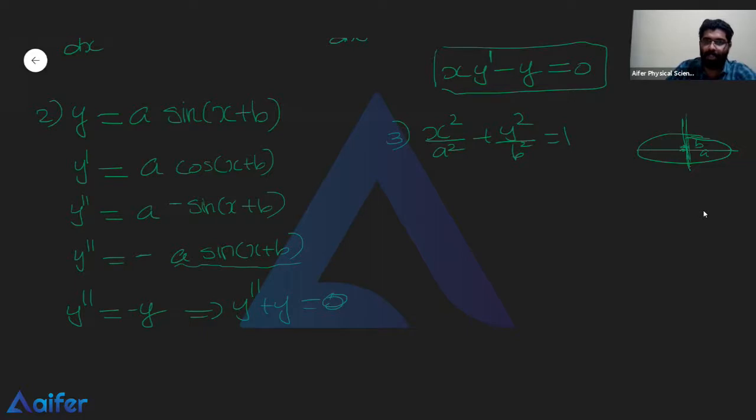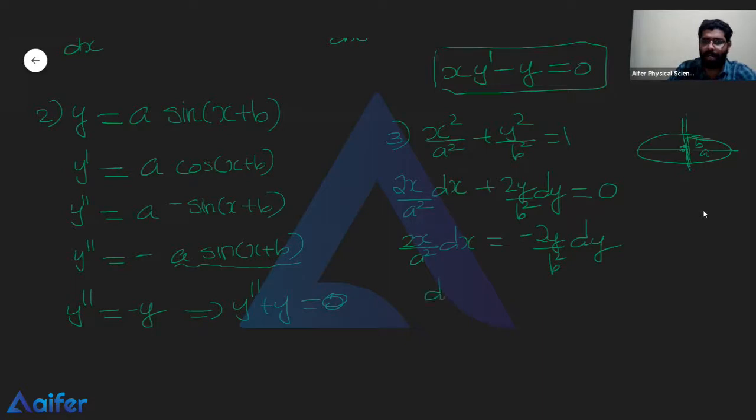For instance, differentiation gives you x square differentiation 2x, a square will remain under it, into dx, plus 2y by b square dy equal to, 1 differentiation, you get 0. Okay, we can rearrange it. 2x by a square dx equal to minus 2y by b square dy.